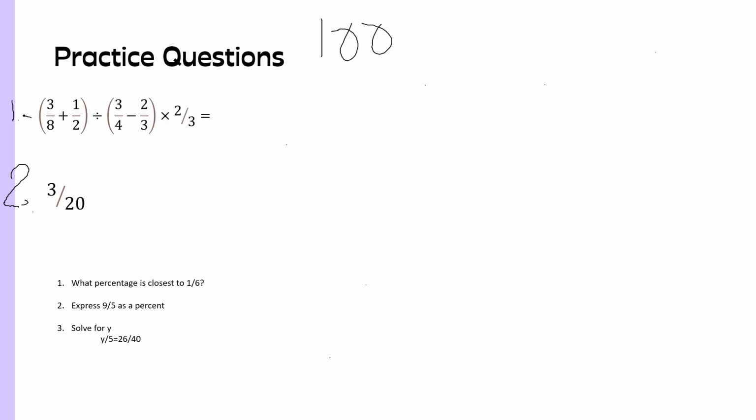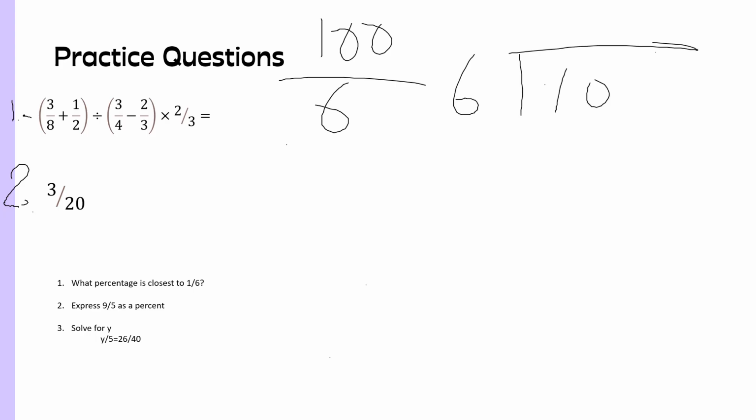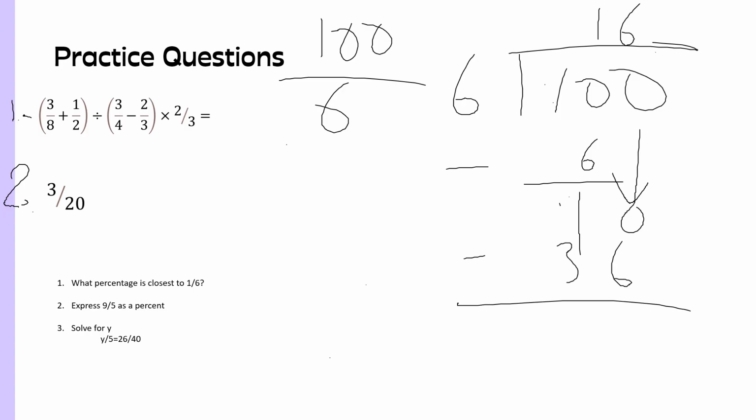100 divided by 6. So what we wanna do, 6 into 10, 1 times 6, 6. Subtract, 4, because 10 take away 6 is 4. Right? Then what's gonna happen? I'm gonna carry down the 0. So 6 into 40 goes 6 times, 6 times 6, 36. Subtract, 10 take away 6 leaves 4.